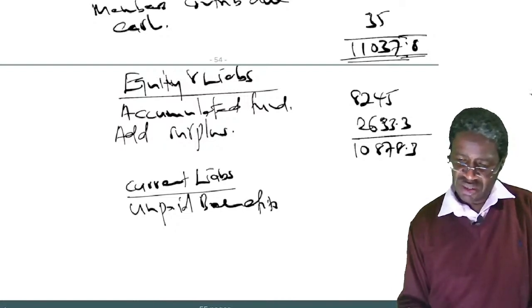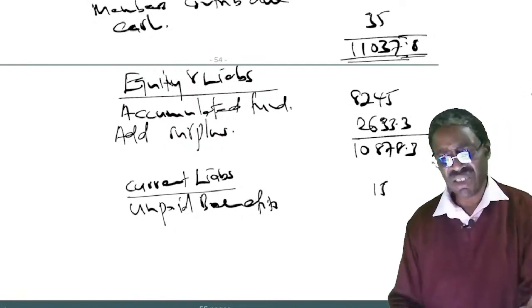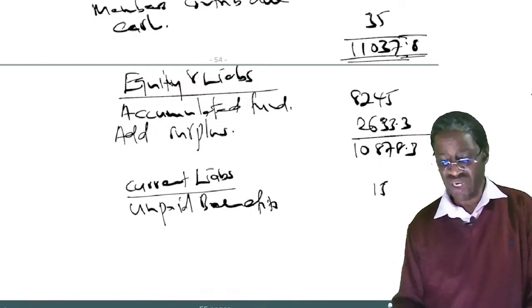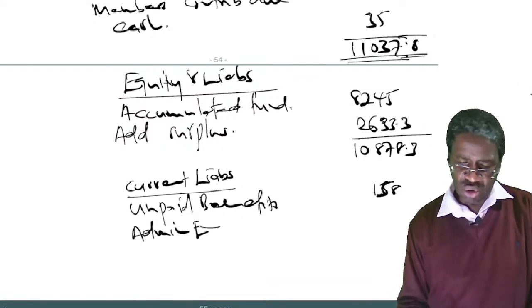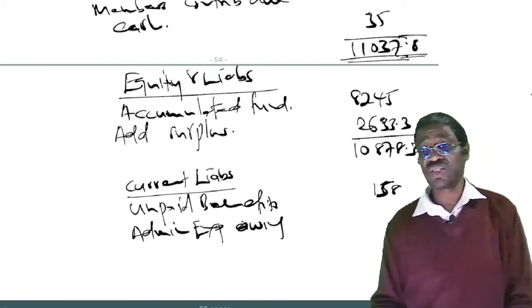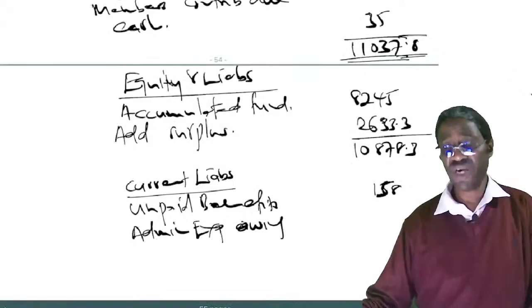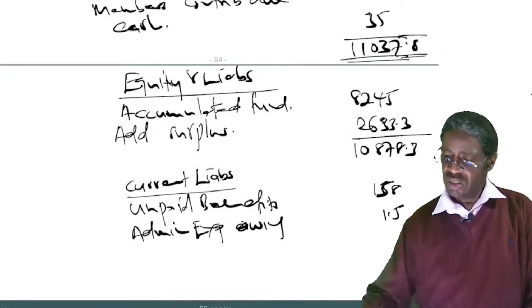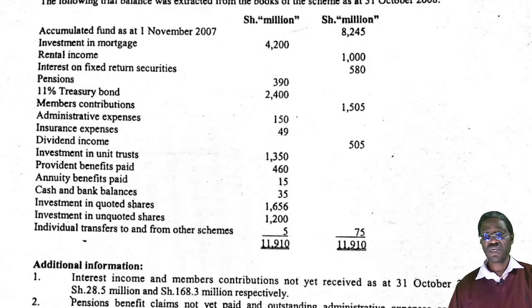Unpaid benefits, 158. Somebody could have also called them accrued benefits, outstanding, whatever term you use, so long as you know their liability. 158. Then we have admin expenses owing, or you can call it accrued. I think it was 1.5. Let me see from note number two. Yes, 1.5. Let me confirm from the trial balance. Do we have any other liability? No. From this trial balance, I can't see any other liability, especially on the credit column. There are no liabilities.